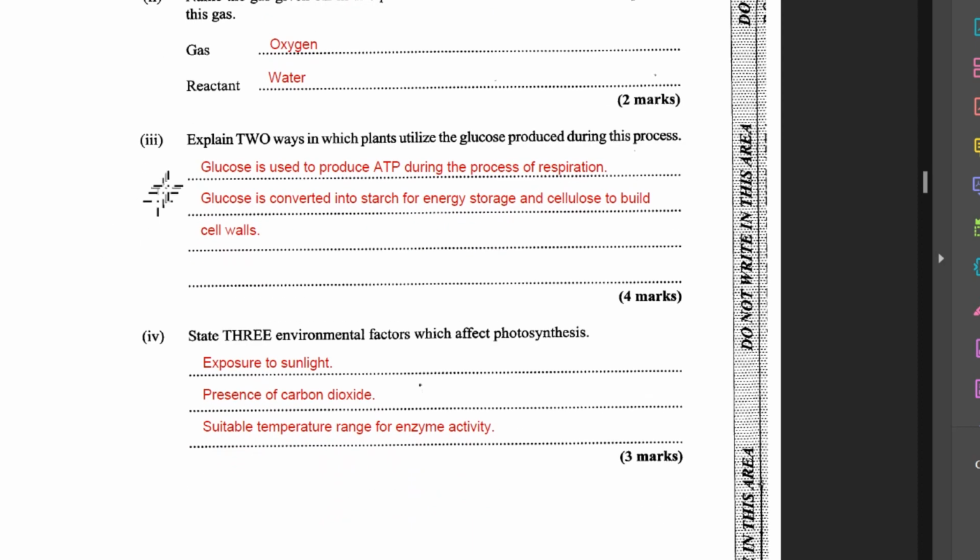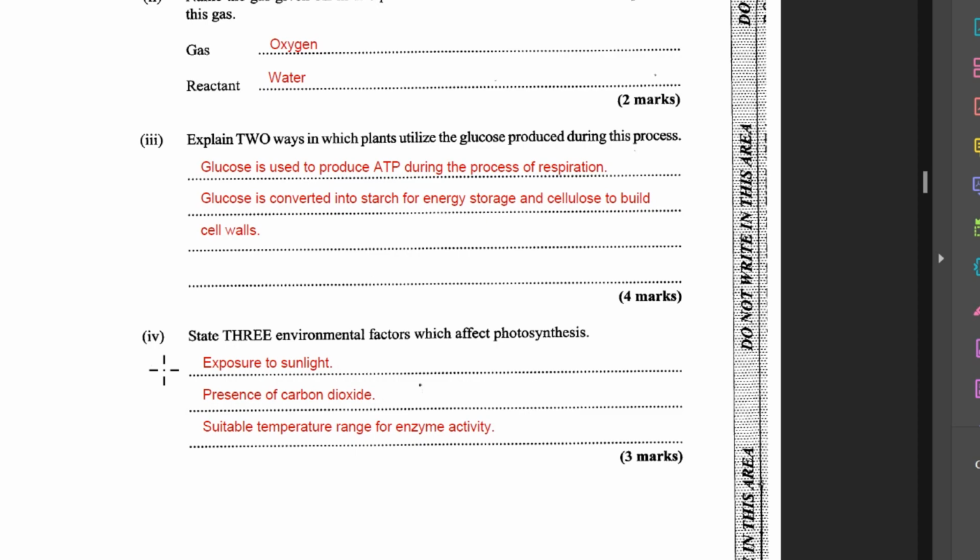Let's look at 3 and 4. Explain two ways in which plants utilize the glucose produced during this process. Well, glucose is used for respiration. It's used to produce ATP during the process of respiration. And glucose is converted into starch for energy storage, where it's also converted into cellulose to build cell walls. Any two of those well explained should give you the marks.